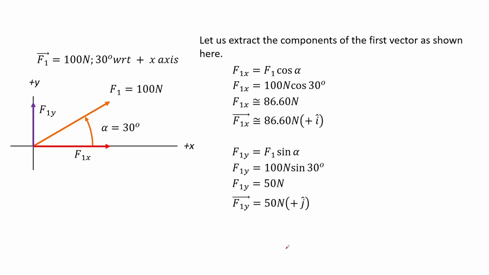Now let us extract each of the components of the three vectors. First, for force 1, we see here that the x component is the cosine function of the angle 30 degrees and it is about 86.6 newtons. If it is in vector form, we simply add a positive i hat. Similarly, the y component is a sine function. We see that it is 50 newtons and in vector form we add a positive j hat.